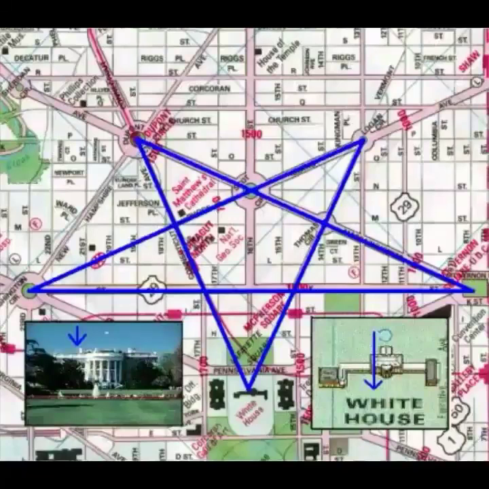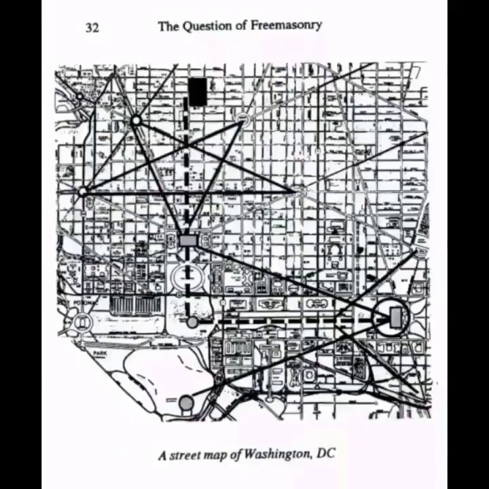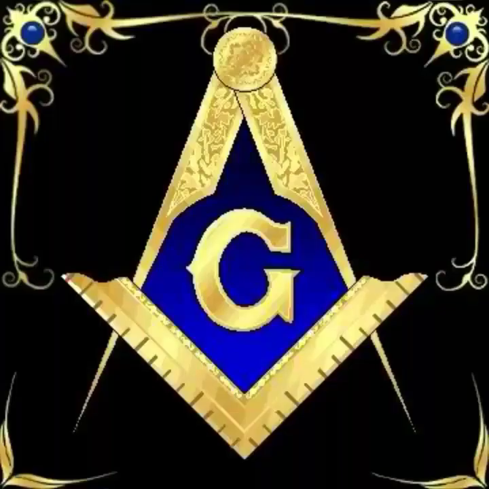Let me see. Let me go up more. Here we go. Here's the other street. Well, this is the same street, but if you look at it, it clearly forms the Freemason compass and the ruler. Here's the Freemason compass and the ruler. This is the logo the Freemasons use.